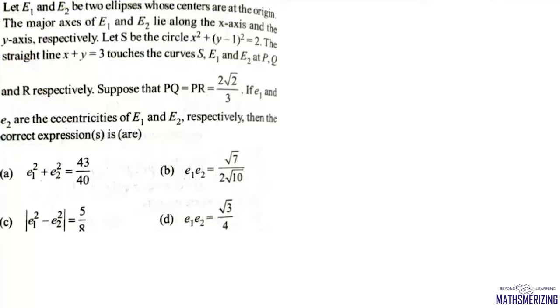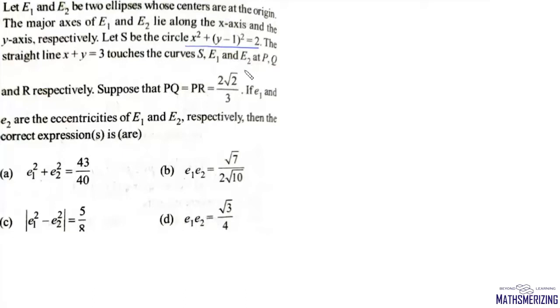Now here the question is, let E1 and E2 be two ellipses whose centers are at origin. The major axes of E1 and E2 lie along the x-axis and y-axis respectively. Let S be the circle x squared plus (y minus 1) whole squared equals 2, and the straight line x plus y equals 3. It touches the curves S, E1 and E2 at P, Q and R respectively.